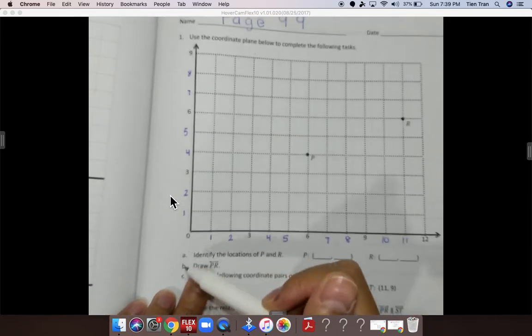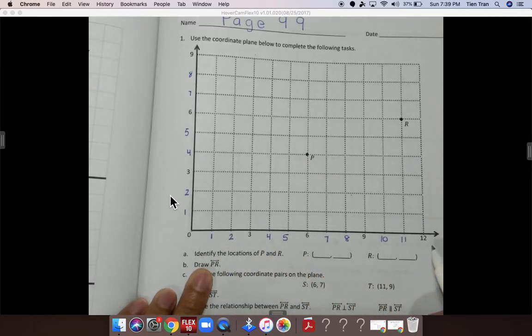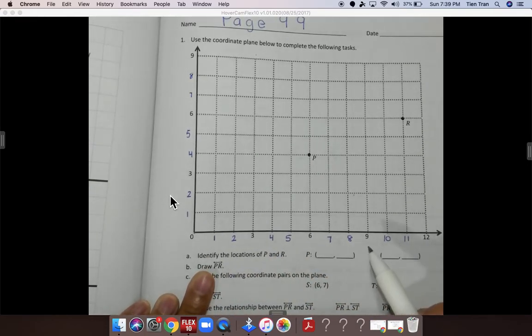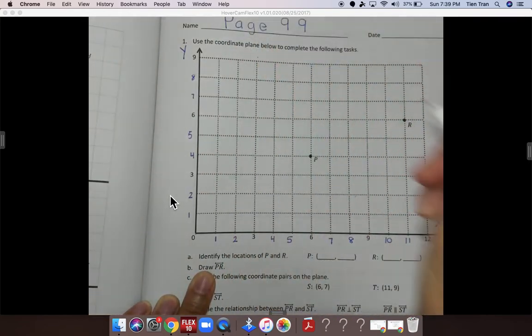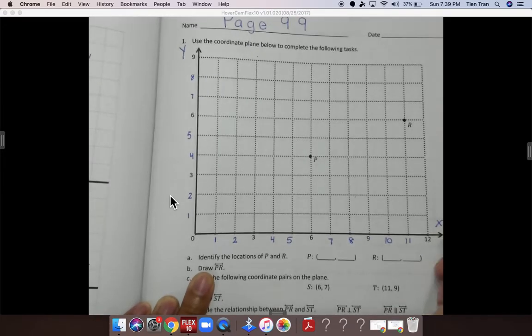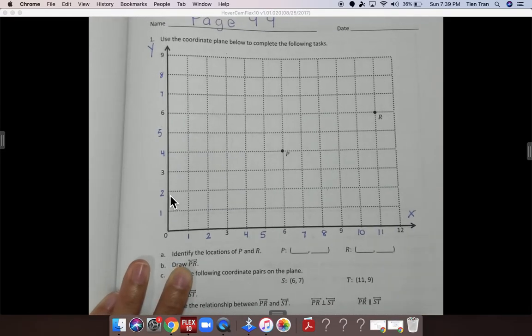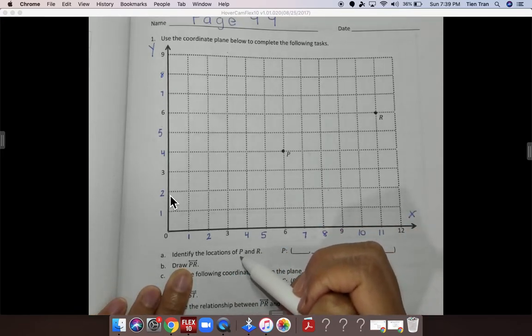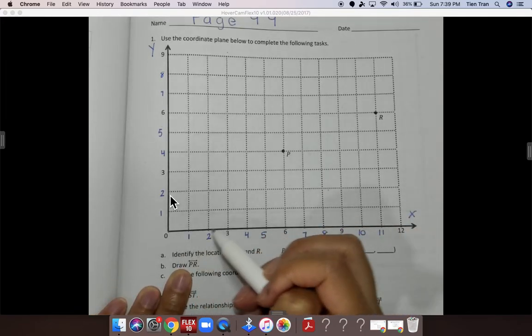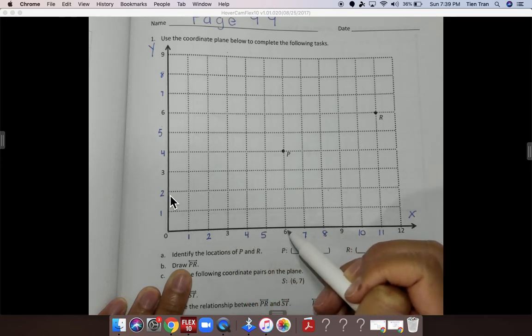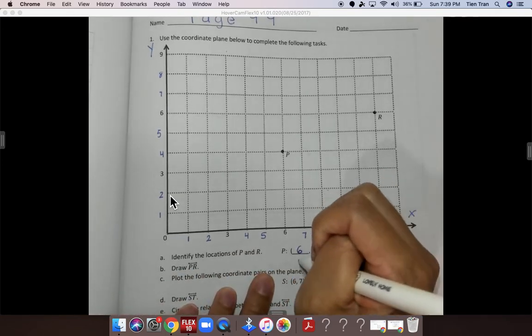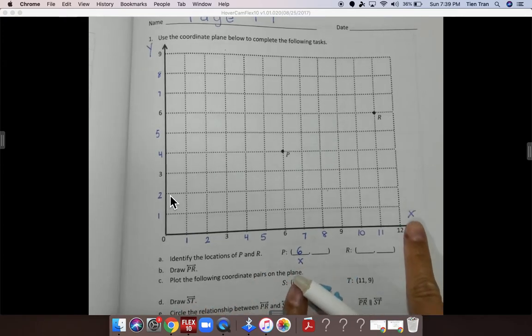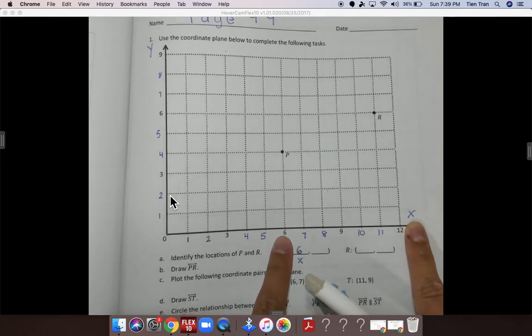Notice that usually when one side is skip counting by 1, the other side is also skip counting by 1. So this is my x coordinate and this is my y coordinate, and remember the x coordinate is always first. So my coordinate will always start with x. Right here we have coordinate P, so we're going to move over 1, 2, 3, 4, 5, 6. So we moved over 6 times on the x coordinate for P.